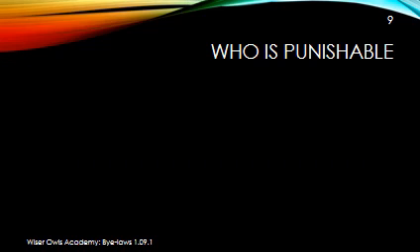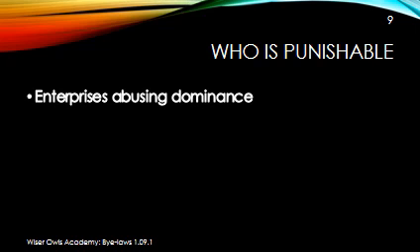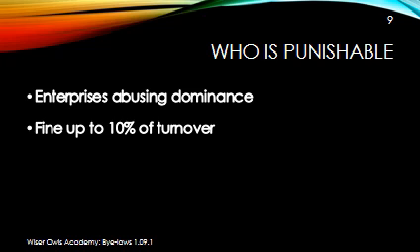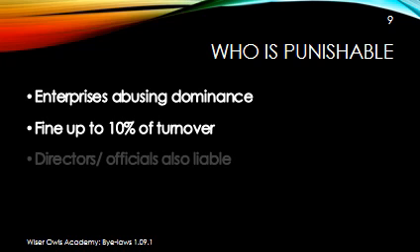Another important thing to note is who is punishable. Suppose there has been a violation or there has been an abuse of a dominant position, then who is punishable? First of all, it is the enterprise which is doing the abuse of dominance. There can be a fine up to 10% of the turnover, and we'll see how these numbers have been applied by the CCI in a number of cases.